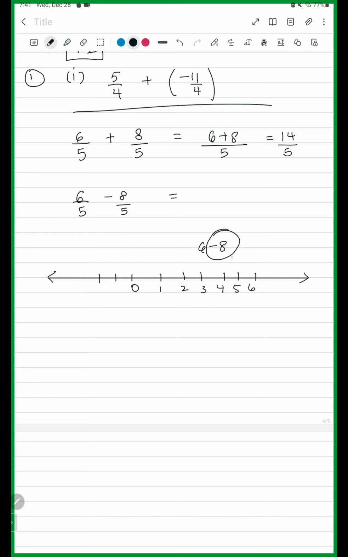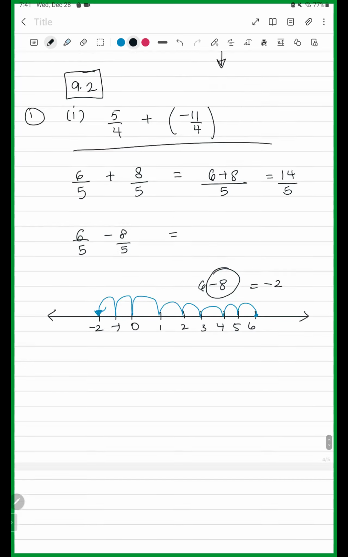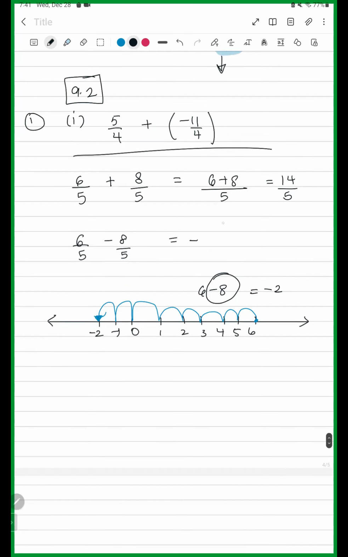Okay. So let's start. 6 pe hum start kar rahe hain. 1, 2, 3, 4, 5, 6, 7, 8. Where have we reached? What number is this? Minus 2. Very good. Minus 2. 6 minus 8 is? Minus 2. So this is how much? Ye fraction kya ho jayega? -2/5. Very good. ठीक है.